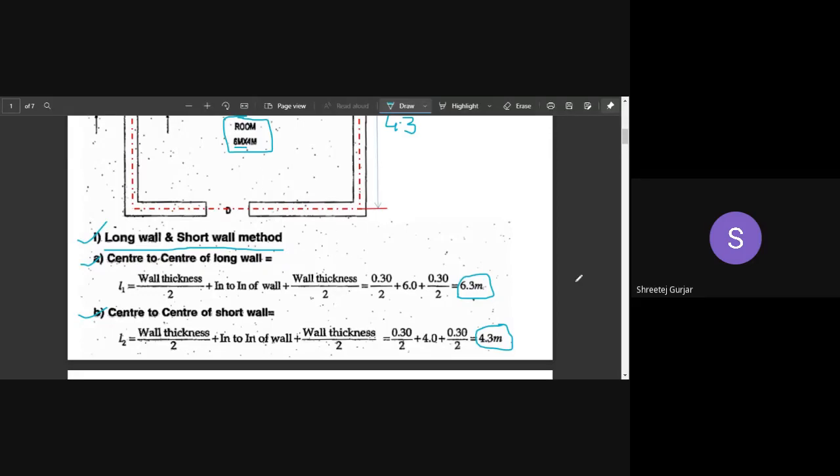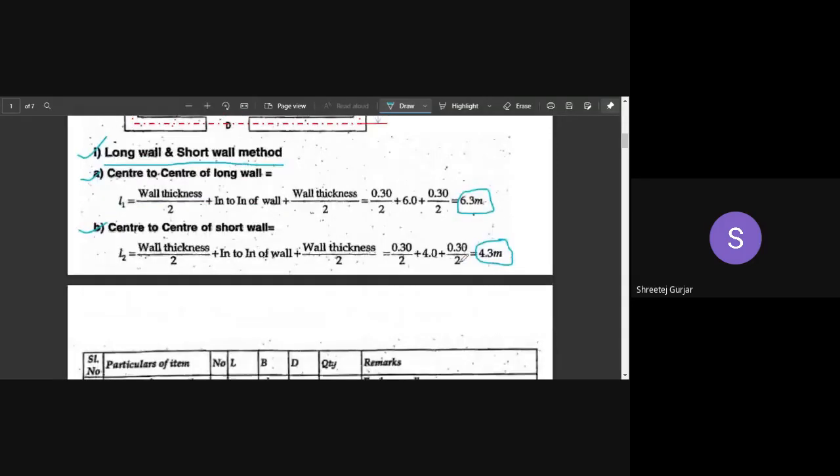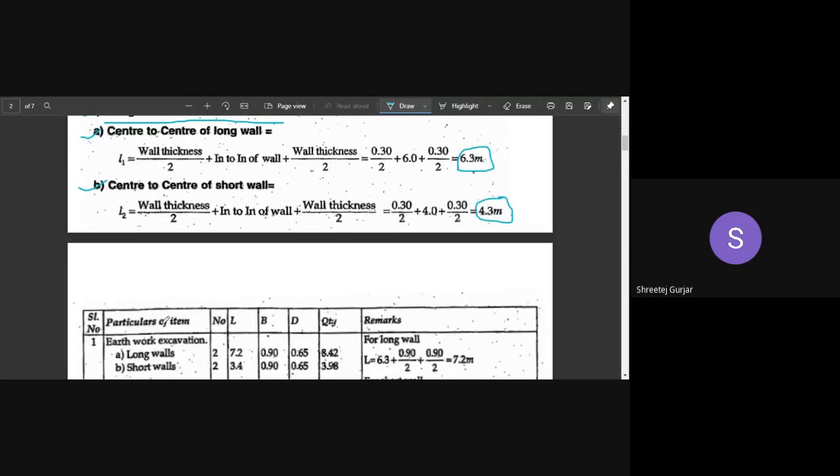Okay, so once you are done with writing this, you can just draw a tabular column with these titles. Serial number, particulars of items, number, length, breadth, depth, quantity, and remarks. Those who are solving with me, you can just make a tabular column and name the columns like this. Okay, next thing.